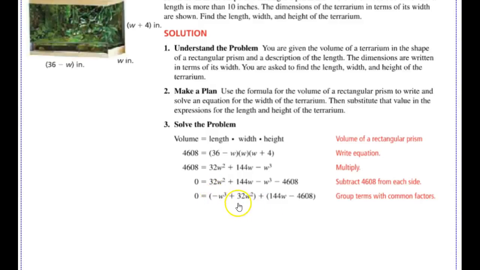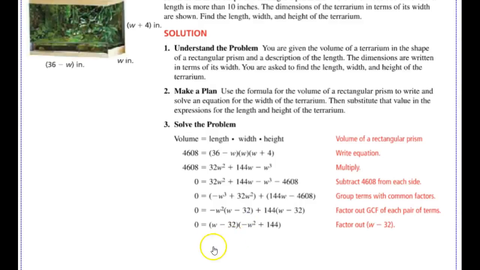So then I want to group them. And when you're rewriting and grouping, make sure that the negative sign continues to follow the term that it's with. So even though that negative W cubed was here, it's still a negative W cubed. So now I factor out what I can. So I see that there's a negative W squared in each of these. So I end up with W minus 32. And I see that both of these terms are divisible by 144, so I factor that out as well. So I end up with that W minus 32 times the negative W squared plus 144.